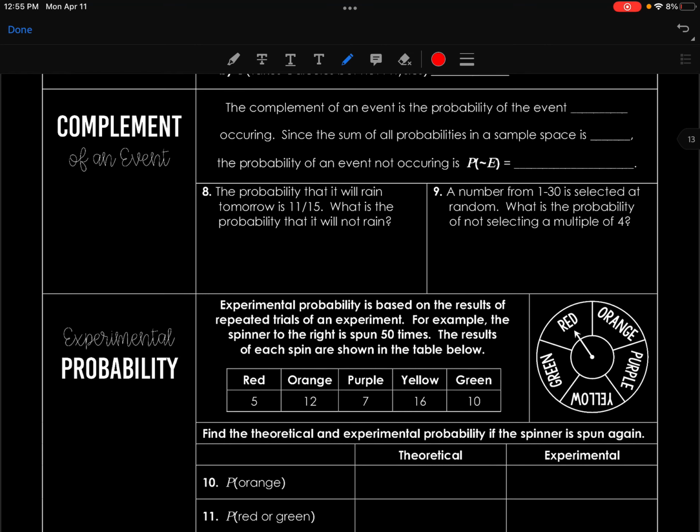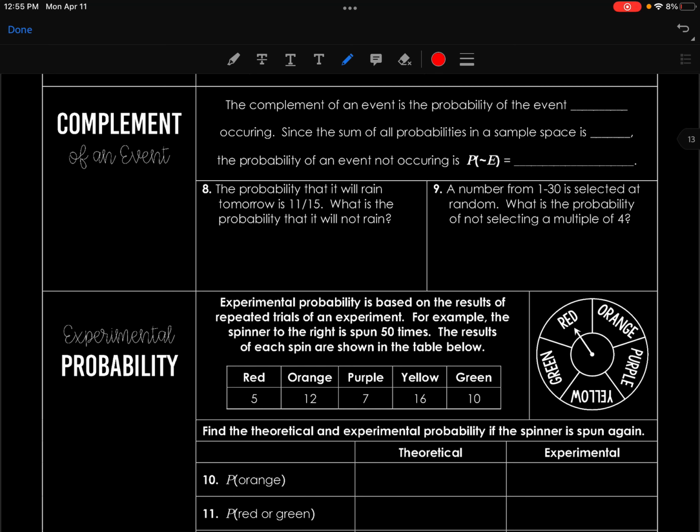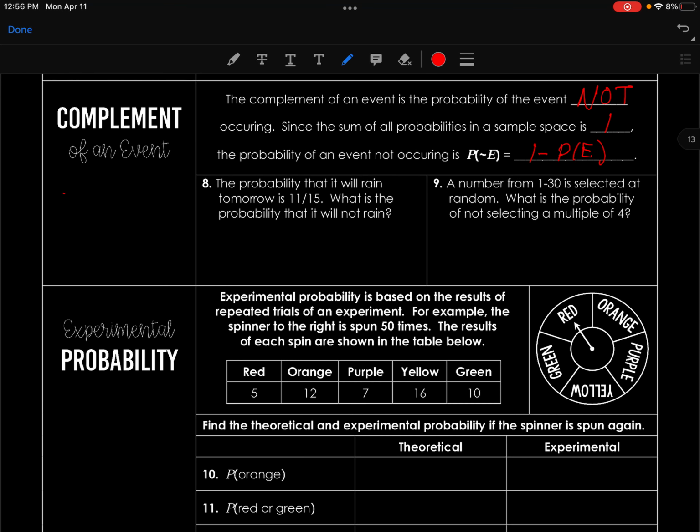Now, complements of an event. The complement of an event is the probability of the event not occurring. Since the sum of all probabilities in the sample space is 1, the probability of an event not occurring is 1 minus the probability of the event occurring. You see the little squiggly sign in front of the E? So it's probability of squiggly sign E. That means not.